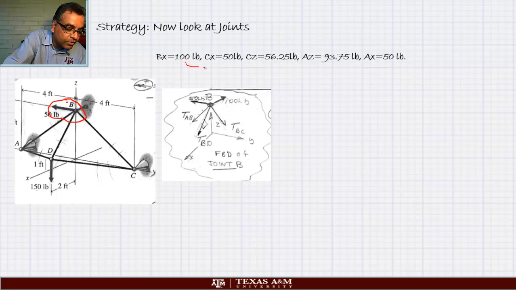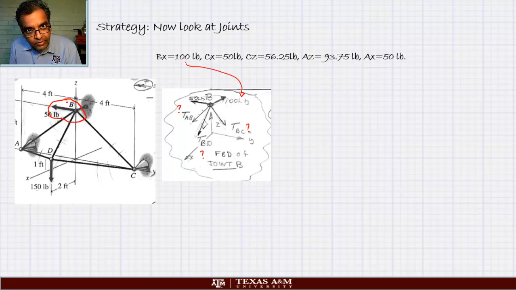Where was that 100-pound force? It is this, BX. This is 50 pounds. So I don't know this, I don't know this, I don't know this. Since I cannot use moments, I will get only 3 equations. This is a joint equation. So I will get 3 equations, 3 unknowns. I can solve for all 3. So we are going to do that.